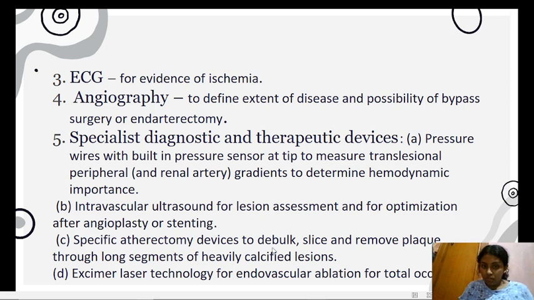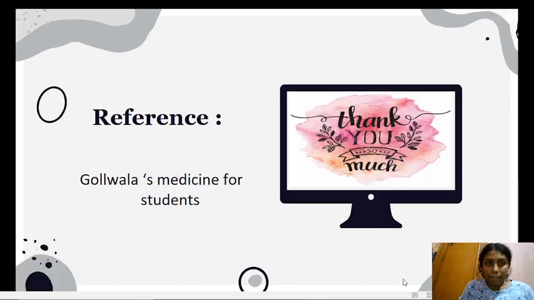Specific atherectomy devices to debulk, slice and remove plaque through long segments of heavily calcified lesions. Excimer laser technology for endovascular ablation for total occlusions.